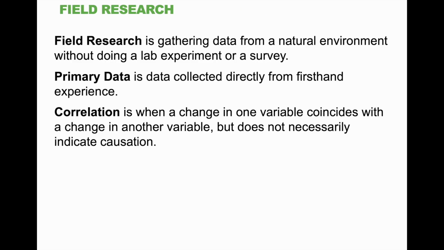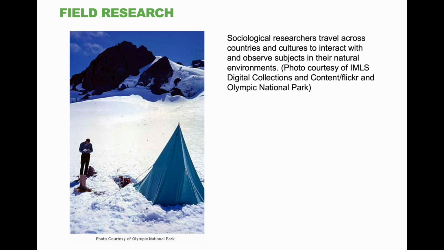Field research. Field research is gathering data from a natural environment without doing a lab experiment or a survey. Primary data is data collected directly from first-hand experience. Correlation is when a change in one variable coincides with a change in another variable but does not necessarily indicate causation. Field research: sociological researchers travel across countries and cultures to interact with and observe subjects in their natural environments.